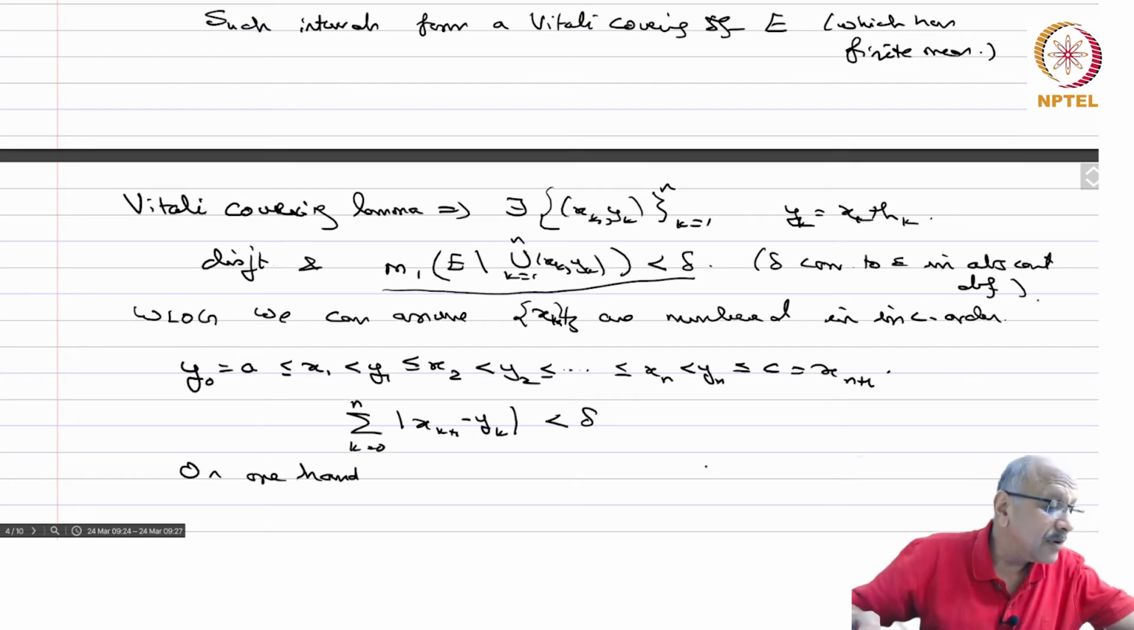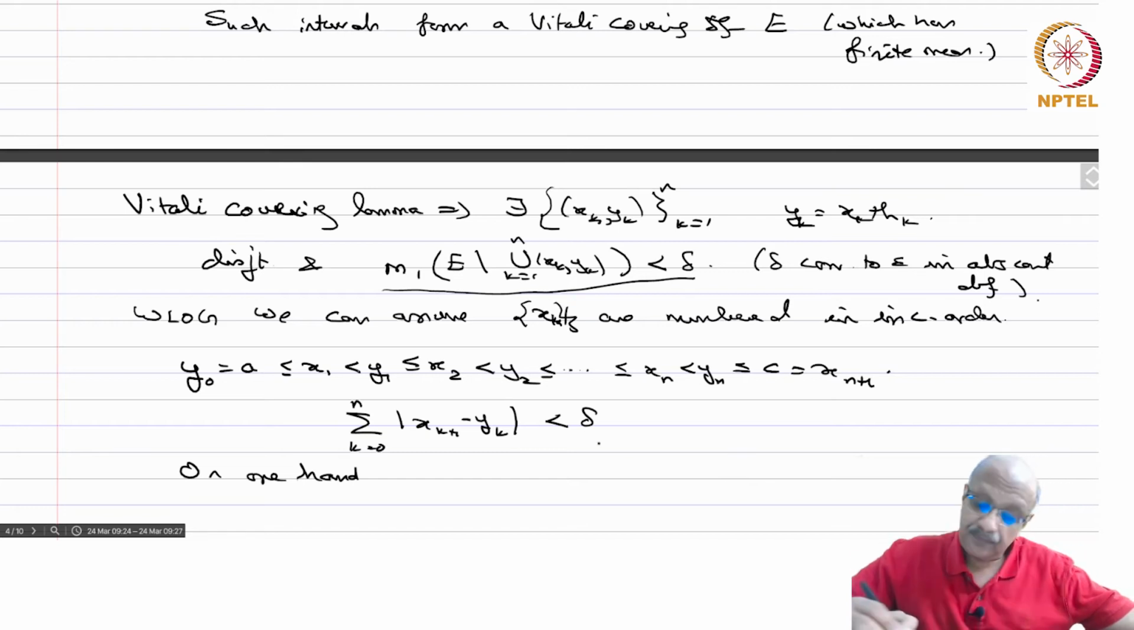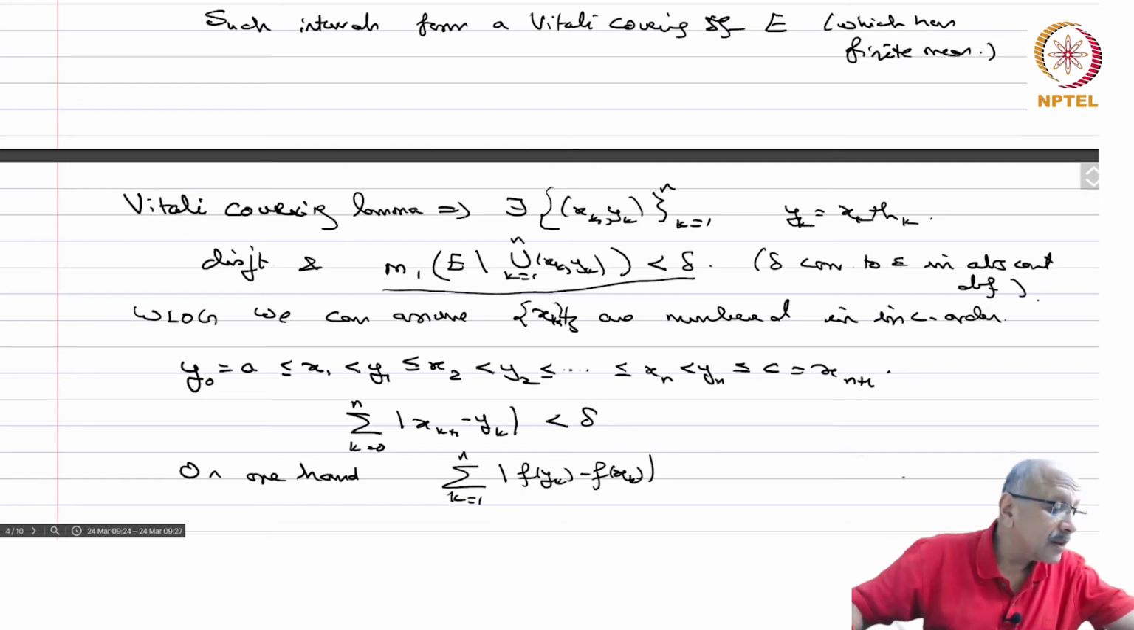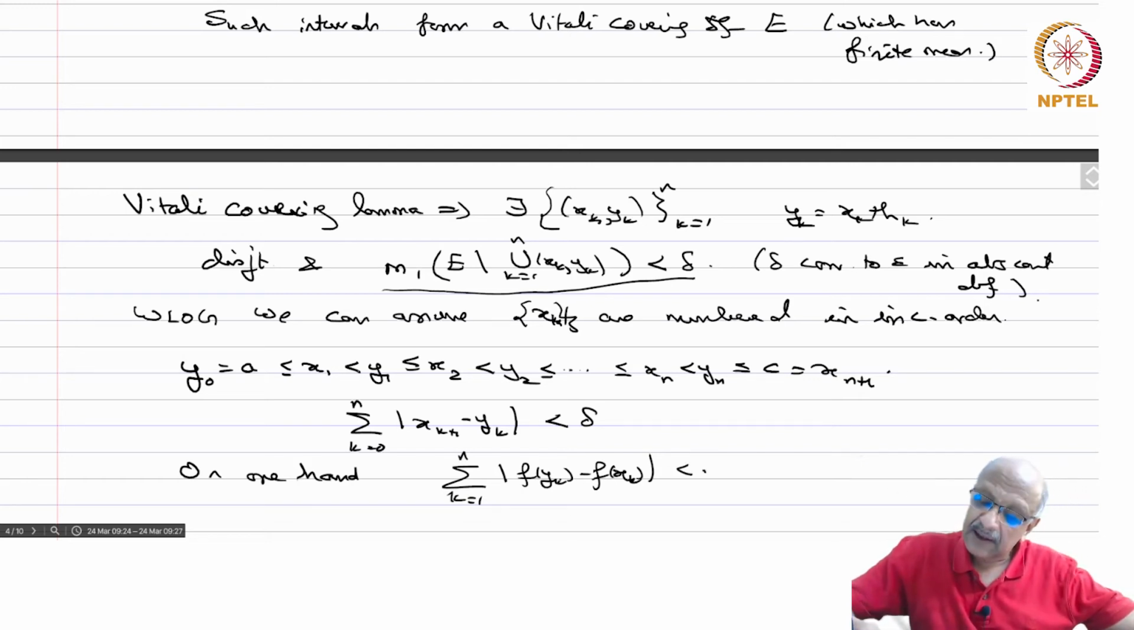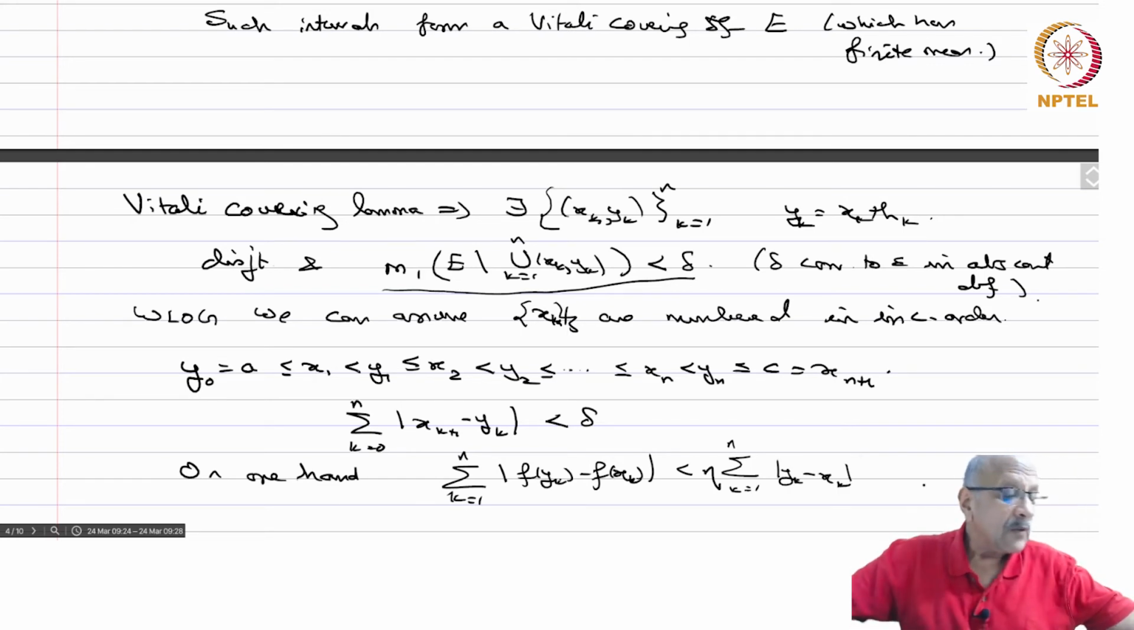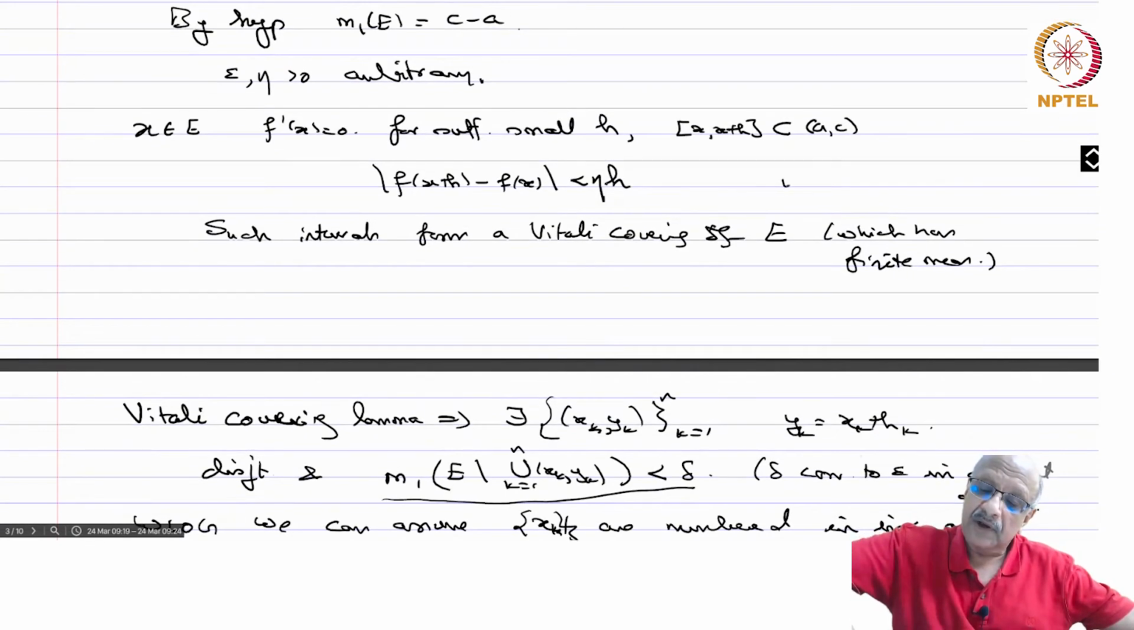we have sigma mod f of yk minus f of xk, k equals 1 to n, is less than eta times sigma k equals 1 to n mod yk minus xk, which is less than eta times c minus a. This is just where we have done the Vitali covering from this condition here.